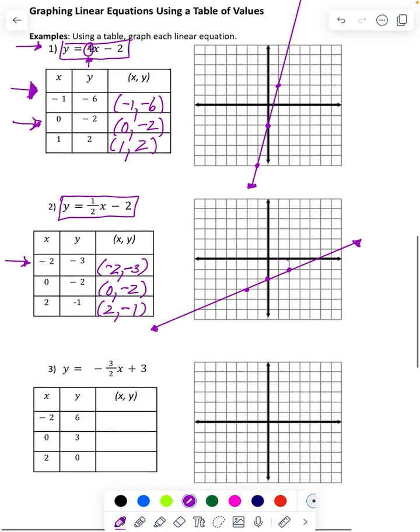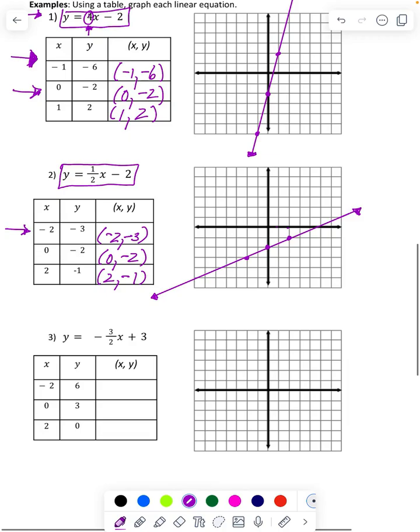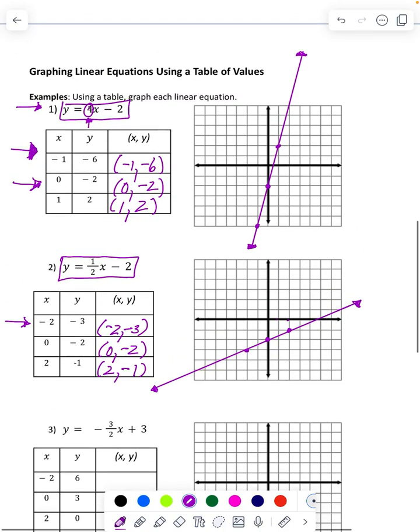All right. So you try this last one and move on to your Delta Math, please. Don't forget to put this on your 2.1 tracker.